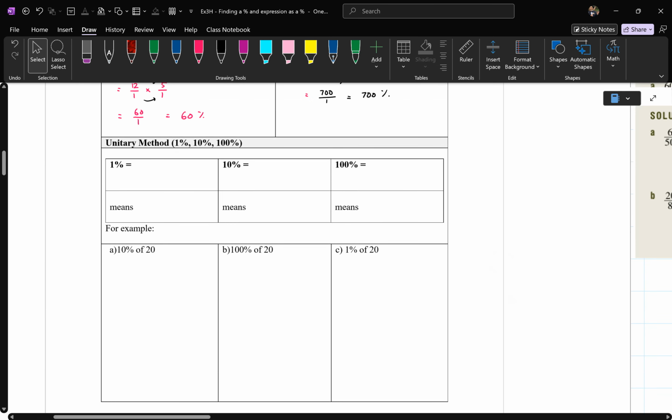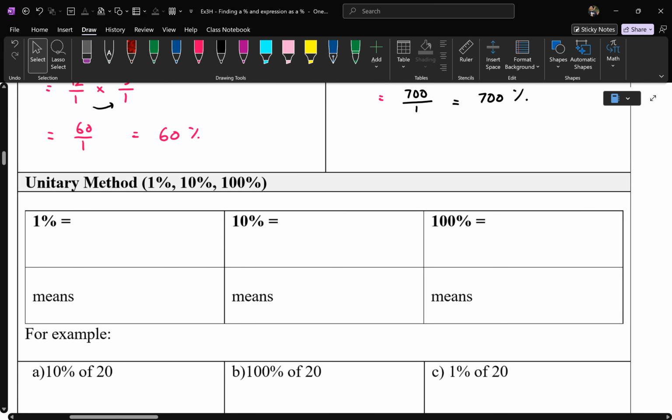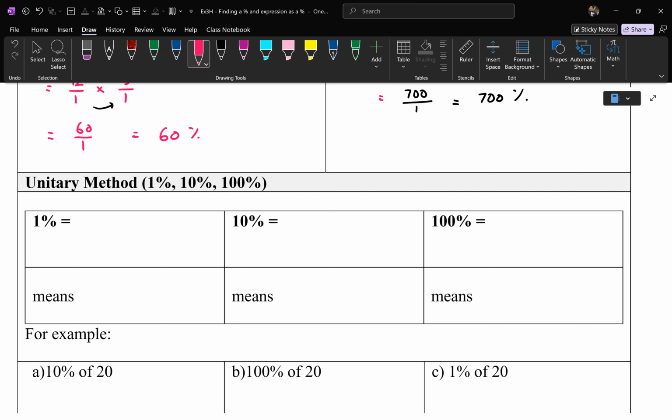Let's go back to this front page. I'm going to show you a method now without a calculator and without using fractions. We can actually work out 32%. So here we go. Starting off, 1%, 10%, 100%. If we write them all as a fraction, it means 1 out of 100, it means 10 over 100, and it also means 100 over 100. Okay, so write that in.